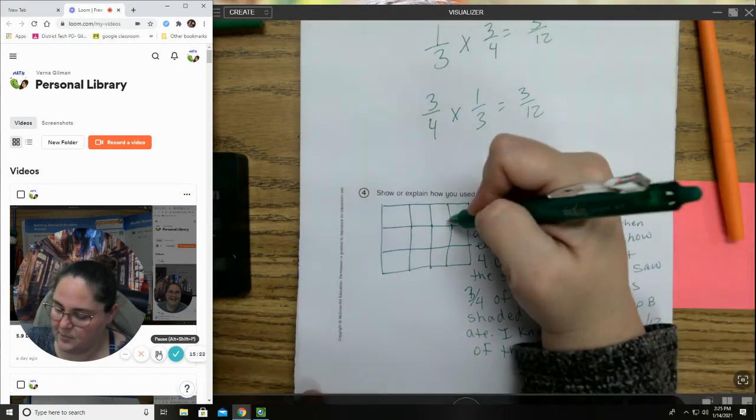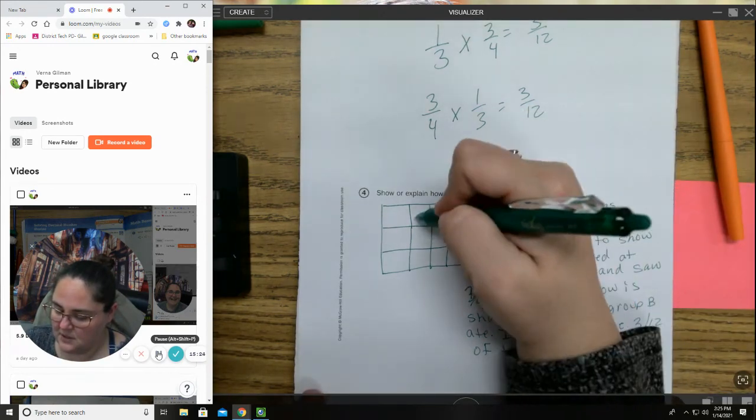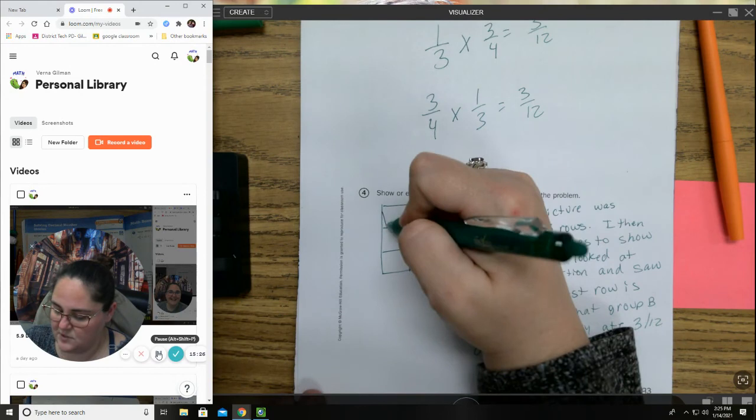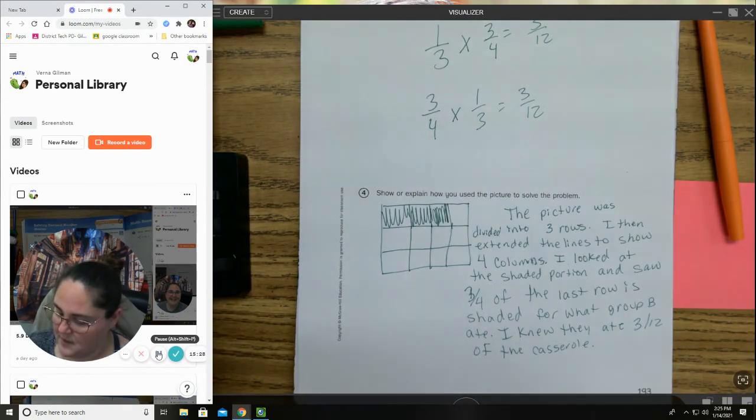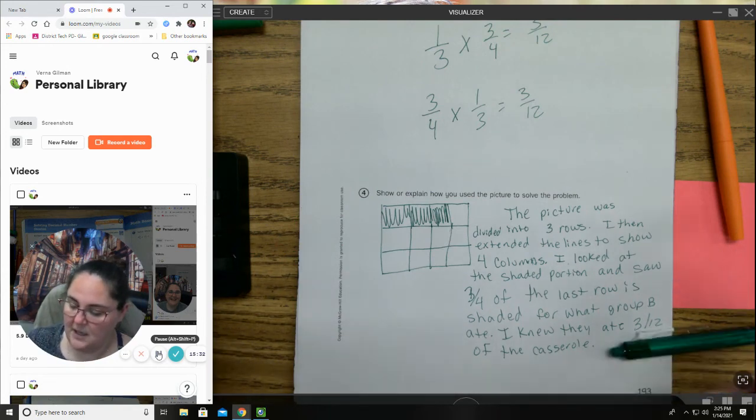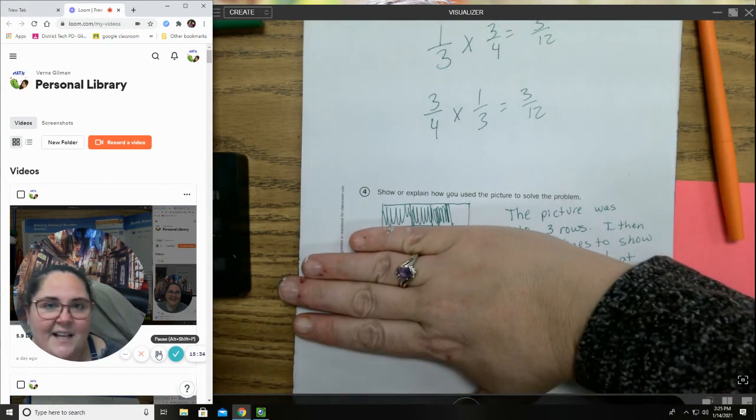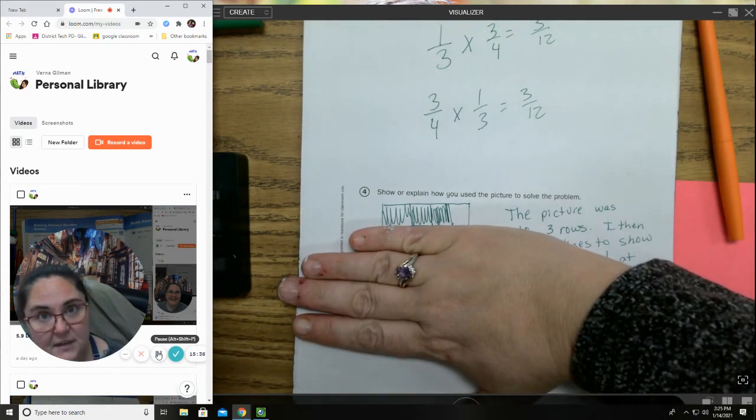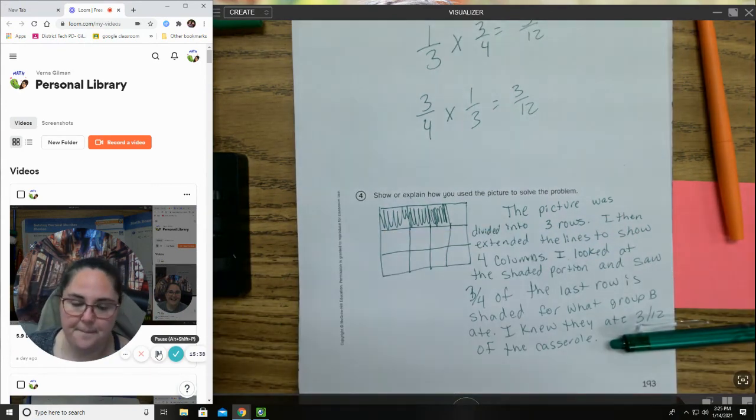I looked at the shaded portion. So this was shaded, this one was shaded, and this was shaded. And saw that 3/4 of the last row was shaded. In other words, of this last row, 3/4 were shaded. For what Group B ate, I knew that they ate 3 pieces out of 12 total. So they ate 3/12 of the casserole. That is a good reasoning and that is a good explanation.